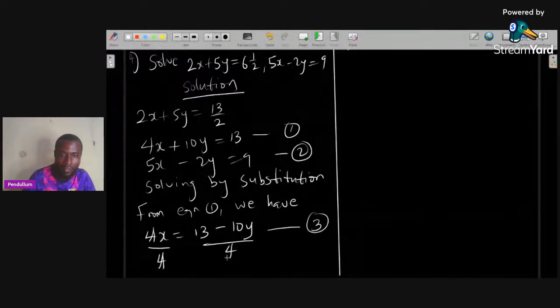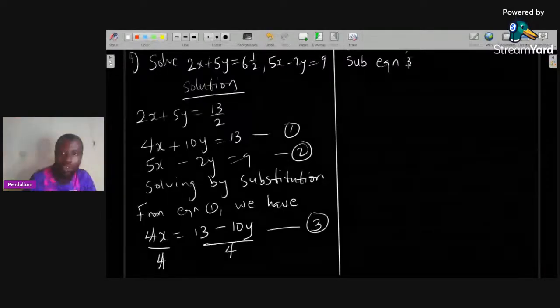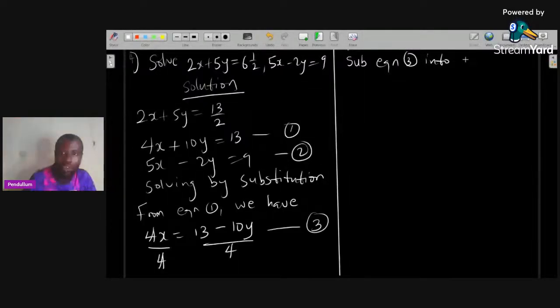And because we got this equation 3 from equation 1, we are going to have to substitute equation 3 into equation 2. You will not substitute it into the same equation you got it from. Remember, we got equation 3 by making x the subject of formula in equation 1. So you're going to substitute equation 3 into equation 2, not 1 where you got it from. Please take note of that. That's very, very important.